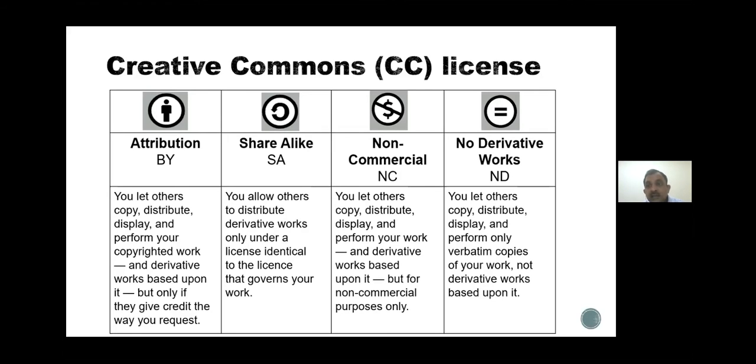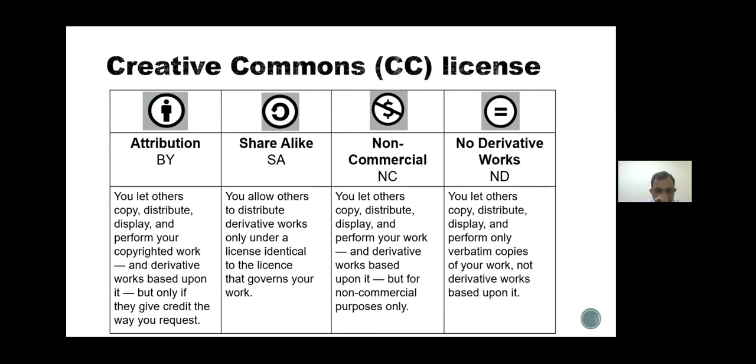Then ND. ND is the most restrictive symbol. No derivative work means that the material which you get with this symbol, you can use it, you can copy it, you can distribute it to the learners, but you cannot modify it. You will share a verbatim copy. You cannot develop your work on this work, so no derivative work is allowed. Whatever you are getting, you share it as it is, without any change or modification.